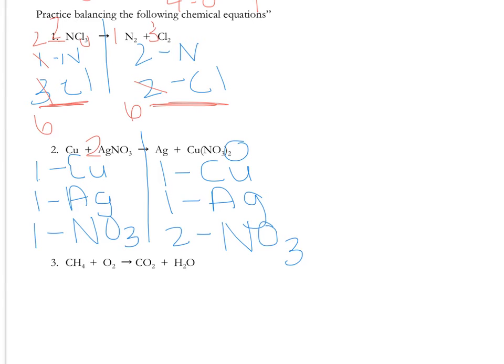By doing that, that's going to change the number of nitrates to 2. It also changes the number of silvers to 2. Okay, so now when I look at this, I've balanced the nitrates. My coppers are still balanced, but in balancing the nitrates, my silvers are no longer balanced. So to balance my silvers, I would go to the right-hand side and add that coefficient of 2. So sometimes when we balance equations, we have to go back and forth from side to side until all of the atoms match up.